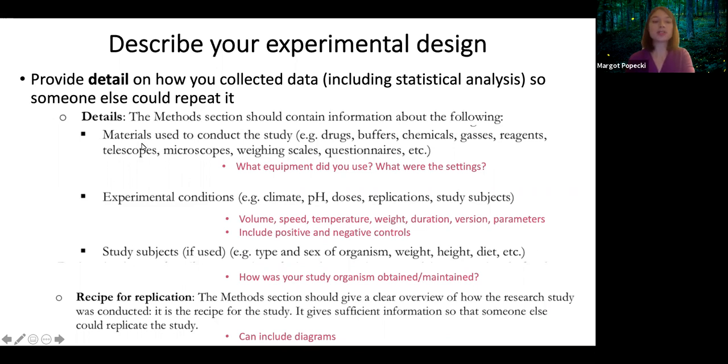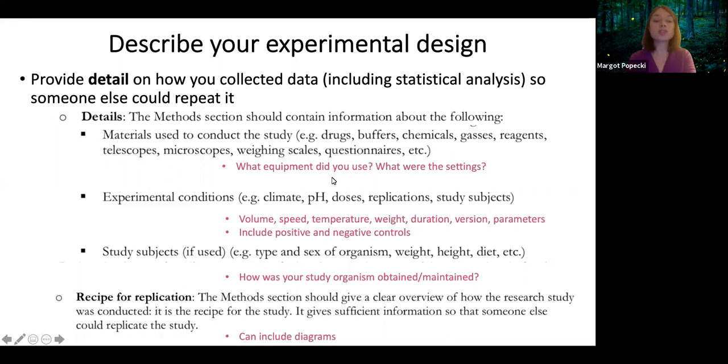So you need to report the materials that were used to conduct the study. So what buffer did you use? And be specific enough where you actually state the chemical composition. What gases, chemicals, reagents, equipment did you use? If you did a poll, what was the questionnaire?